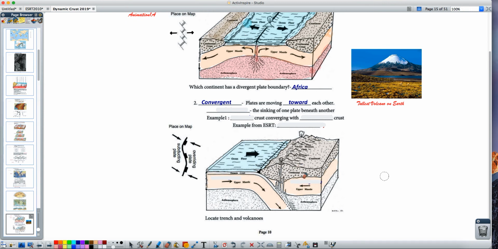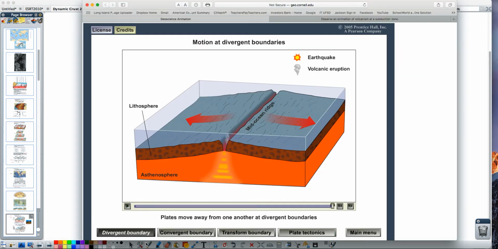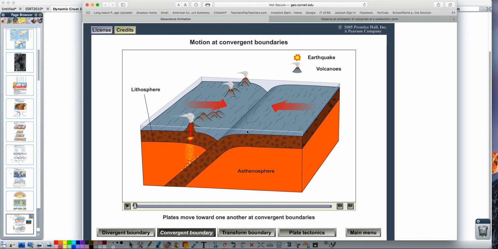These plates are moving toward each other, and one plate is going under the other one into the earth. All right, now let me make this kind of come alive for you. Let me show you this in an animated fashion. So here is your convergent boundary.